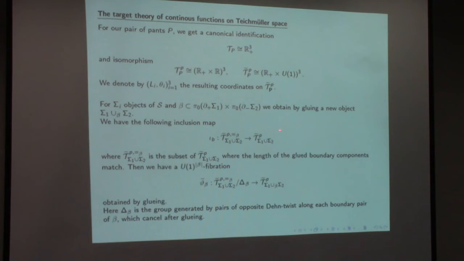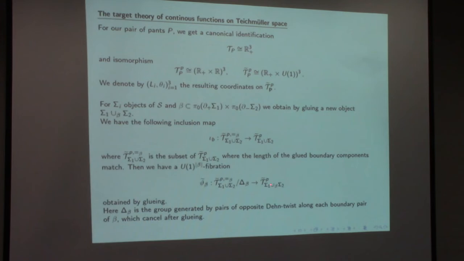And because I have these marked points, when I glue, there is a well-defined gluing process that gives me a well-defined hyperbolic structure by just gluing marked points to marked points. And so there is a way to take this space here and map it to the glued surface. Because if I have a hyperbolic surface here and a hyperbolic surface here, and the lengths of the boundaries agree and are geodesics, I can just glue them and get a new hyperbolic structure on the whole thing. So that's this map from here to there.